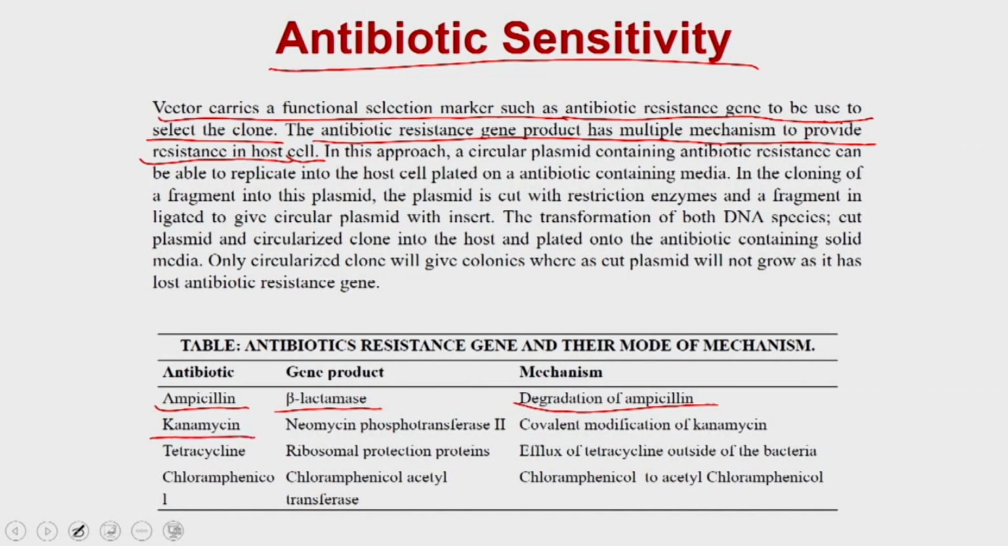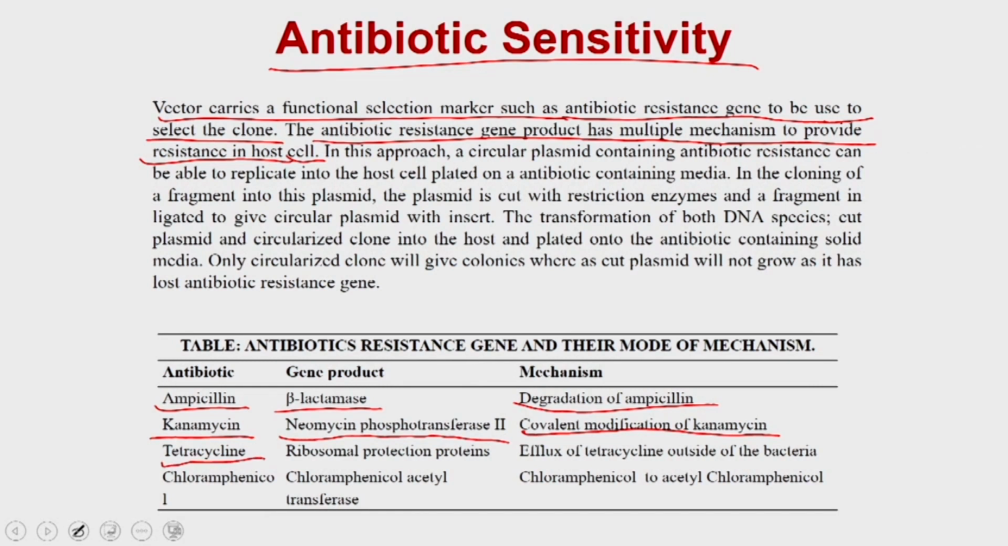The kanamycin resistance gene is going to produce a protein called neomycin phosphotransferase 2, and what the neomycin phosphotransferase 2 is going to do is make covalent modifications of kanamycin, which means it is going to phosphorylate the kanamycin, and once phosphorylated, the kanamycin will not perform its antimicrobial activity. Similarly, you have the tetracycline.